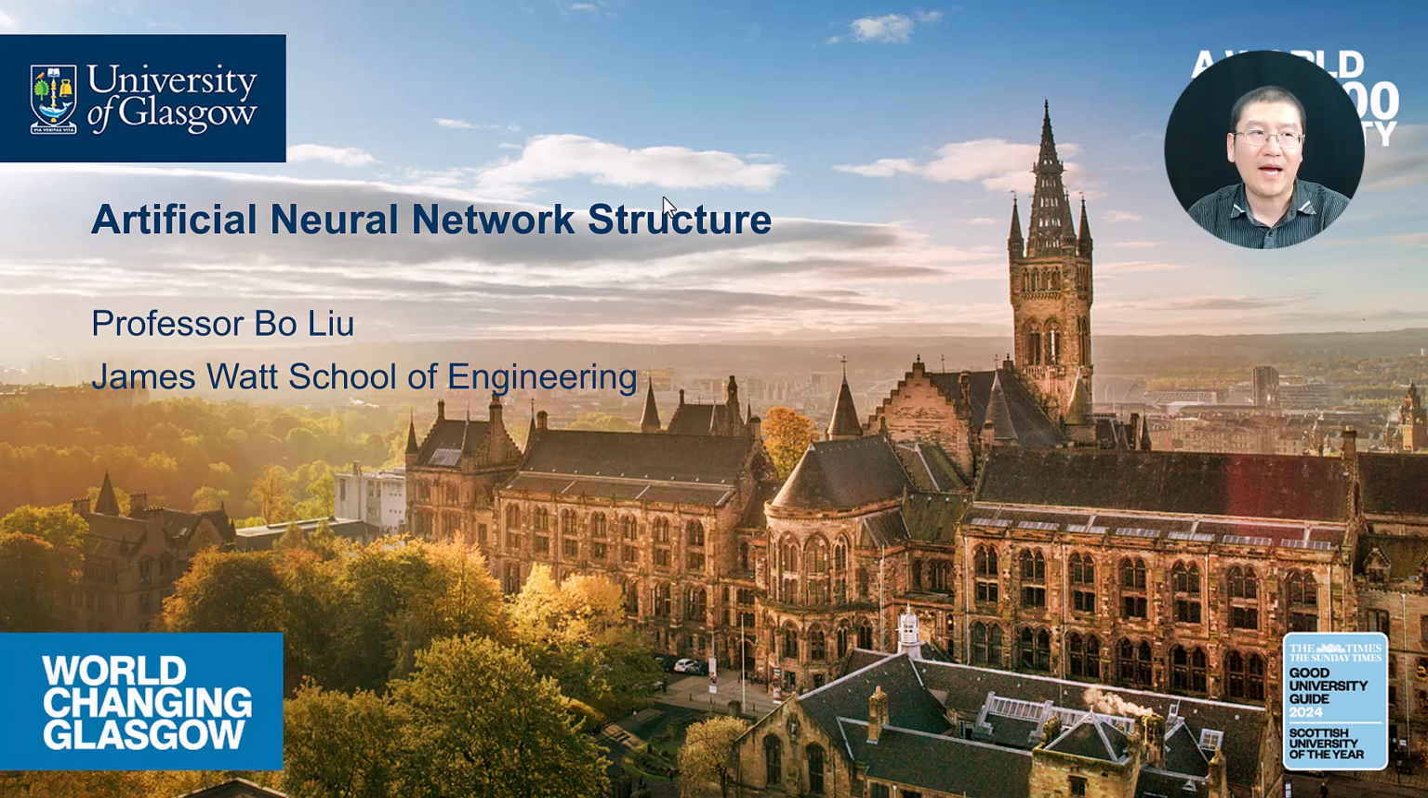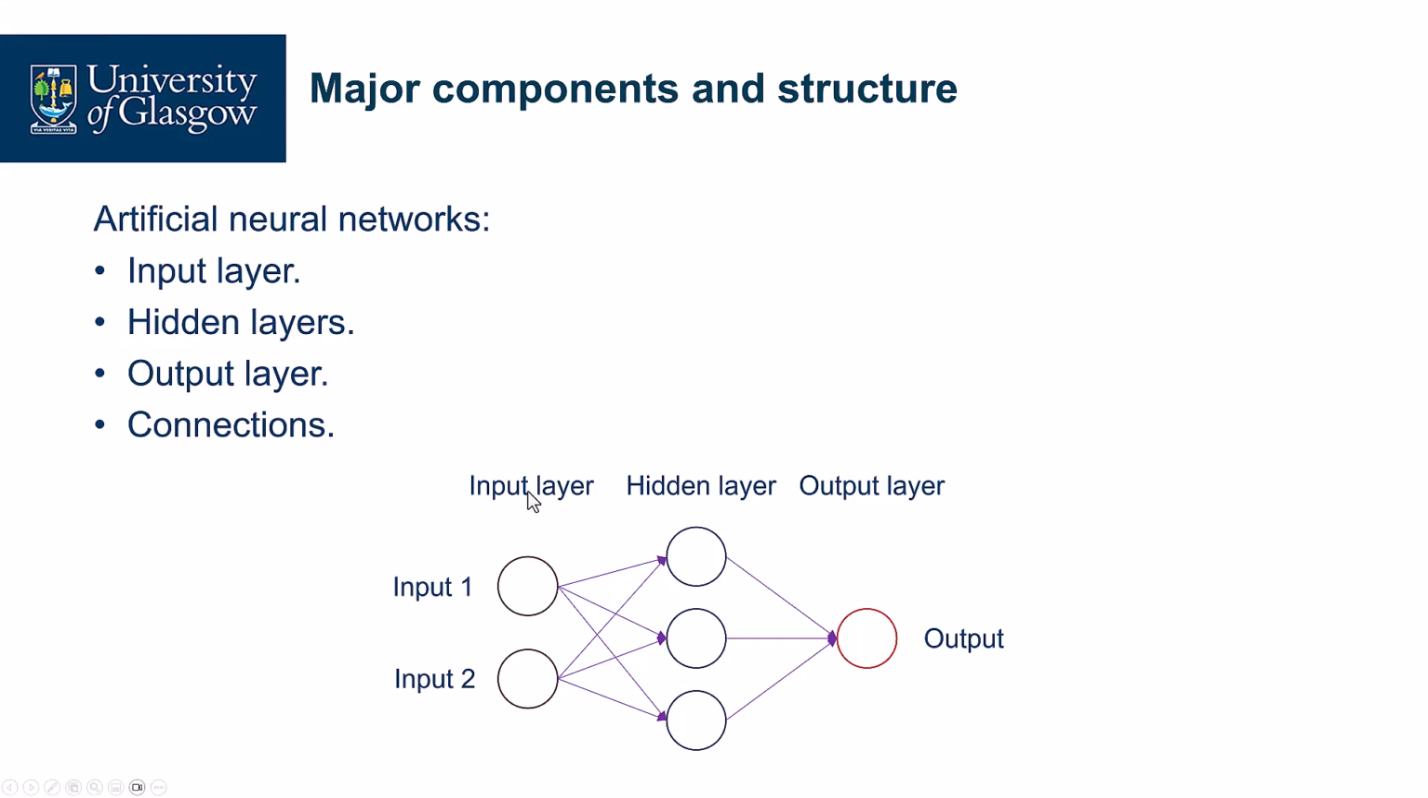So after we have a basic understanding of the neural network, in this session we will introduce this structure and go a little bit deeper into it. As we have seen in the last session, the neural network is like this: the input, the hidden layers, and the output layer, right? And there are connections between them.